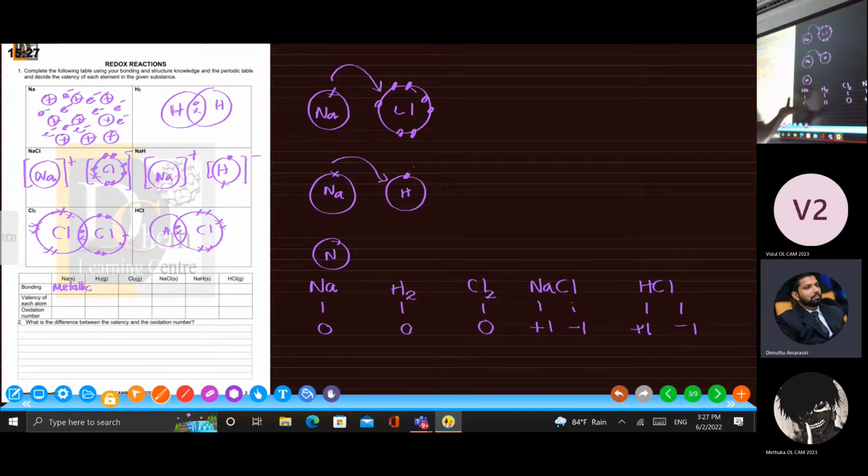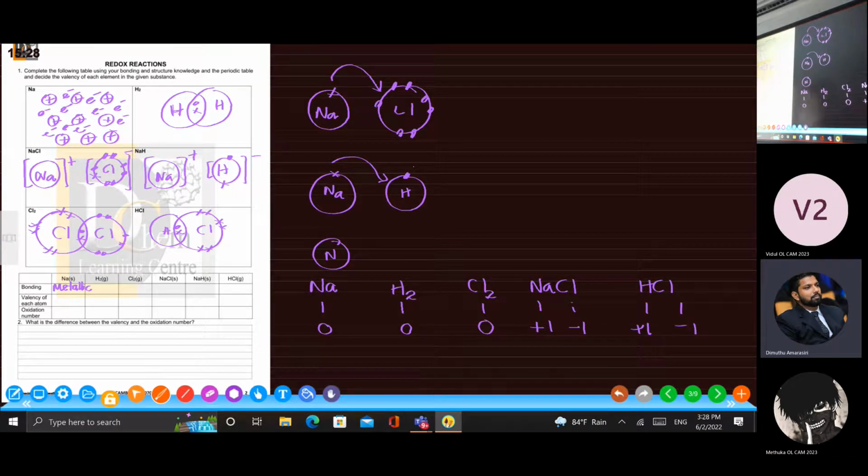Plus, oxidation state in a normal element, if it is not bonded to a different atom, is 0. Sodium is not bonded to a different atom. Hydrogen is not bonded to a different type of atom. Chlorine is not bonded to a different type of atom. In such cases, oxidation state is 0. If the electrons are given out, oxidation state is +1. If the electrons are taken, oxidation state is minus. Not only 1. It can be 2 electrons, then 2. Is that clear? So then what's the difference between valency and oxidation number?